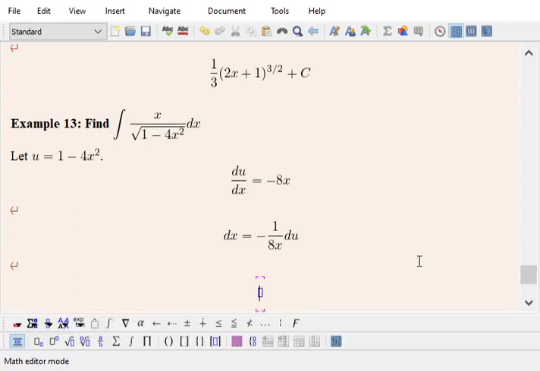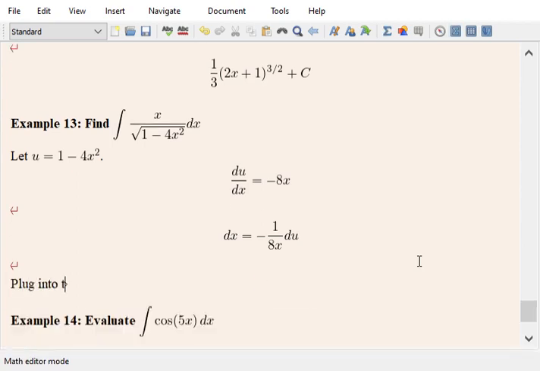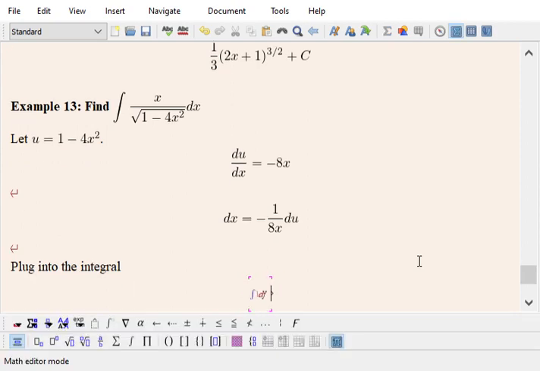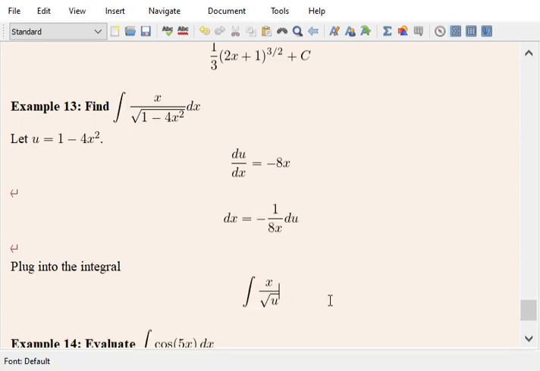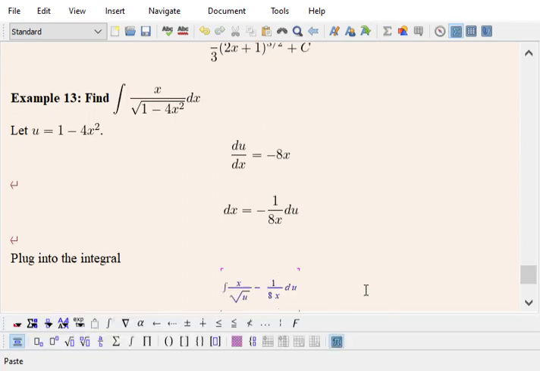And now plug it into the integral. And let's just see what happens. So on the top, we still have x, and on the bottom, we have square root of 1 minus 4x squared. Well, that all just became u. What about dx? Well, dx is all of this stuff. And got to be careful here. We are multiplying by that -1. We are not subtracting.